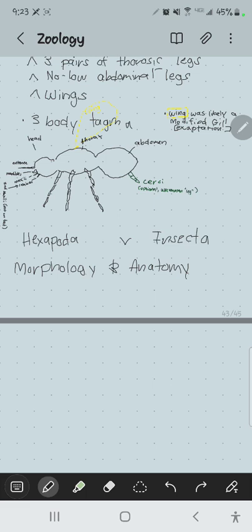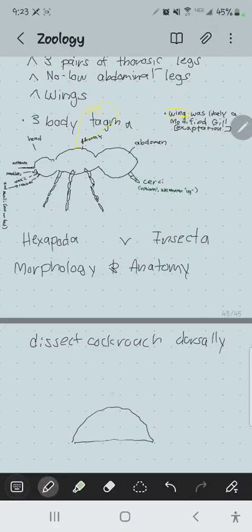Dissect them from the dorsal side. So here we go. I'm going to go ahead and draw the cockroach here. So what you're going to see basically is the head of the cockroach typically is kind of tucked underneath. Their head is kind of tucked back, and their mouth parts are kind of pointing backwards towards their belly, or towards their ventral side.